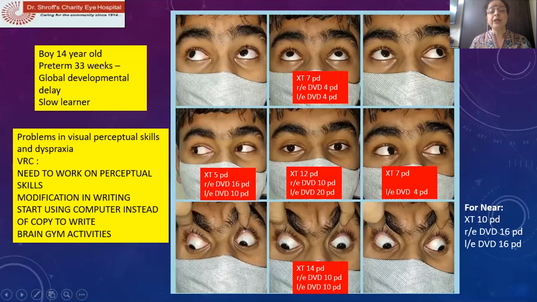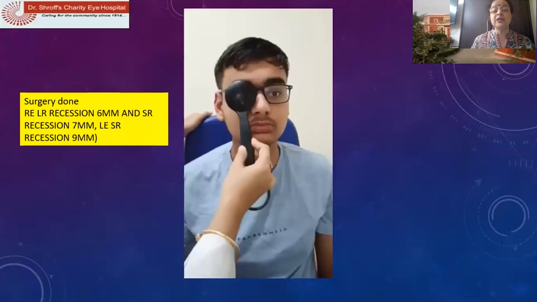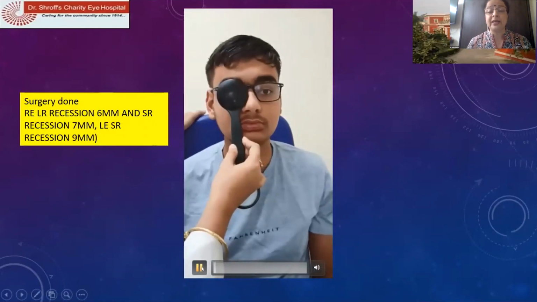Another boy, 14 years old, could not draw his geometric figures. He was not able to do any circles or squares, and he had so much problem because he had developmental delay. The therapists were working on his perceptual skills. They tried brain gym activities and modification in his writing, but they found that always the eye used to go up, or there was an exo deviation, and they convinced me to please go ahead with this surgery. After the surgery, the boy himself says that now he can do the geometric figures. He's so happy saying that for the first time he could do the geometrical figures.